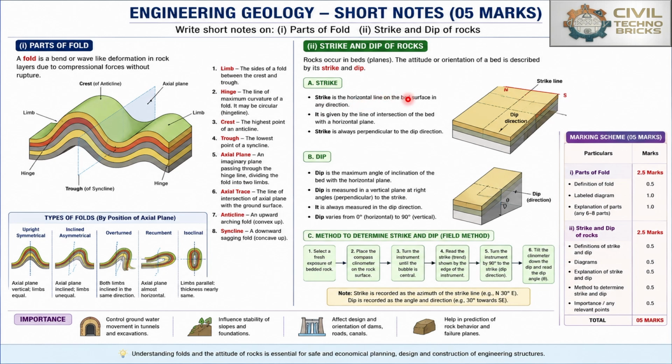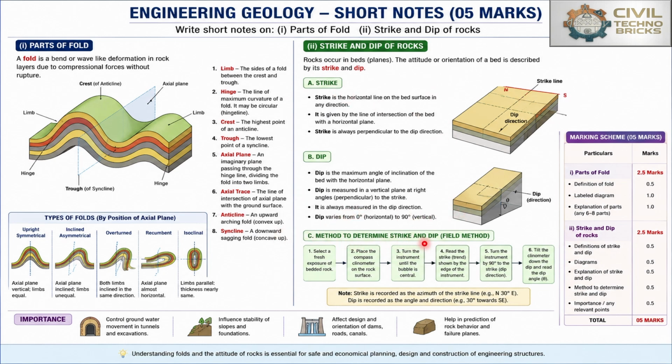Here the strike is the horizontal line on the bed surface in any direction. It is given by the line of intersection of the bed with a horizontal plane. Strike is always perpendicular to the dip direction, the most important line. So what is meant by dip? Dip is the maximum angle of inclination of the bed with the horizontal plane. Dip is measured in a vertical plane at right angles, that is perpendicular to the strike. It is always measured in the dip direction, where dip varies from 0 degree horizontal to 90 degree vertical. So this is the most important answer for strike and dip of rocks.